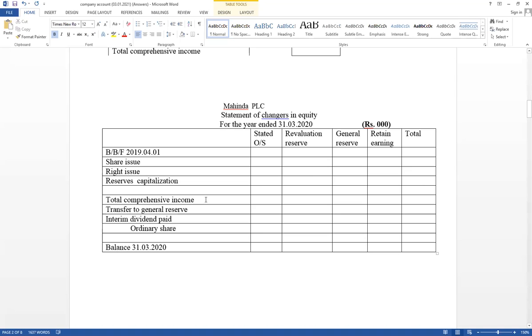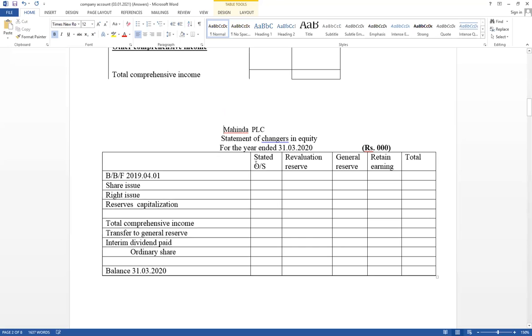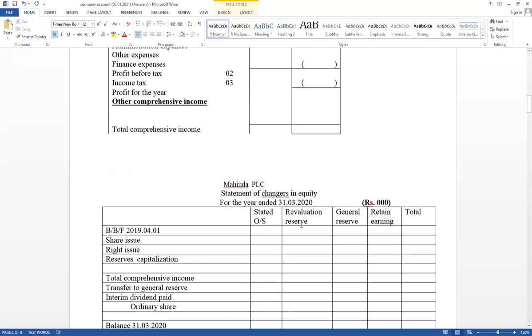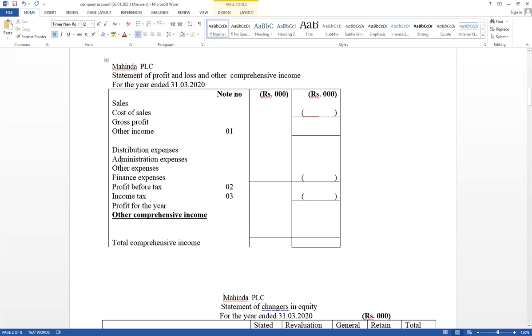Then total company's income, it has available in the income statement, should be included in the statement of change in equity. Then transfer to the general reserves from retained earnings, it should be disclosed here. And interim dividends paid, this is a dividend paid during the current period, not proposed dividends. Proposed dividends cannot be adjusted on the financial statement, right? This is a format, statement of change in equity and statement of profit and loss and other company's income.